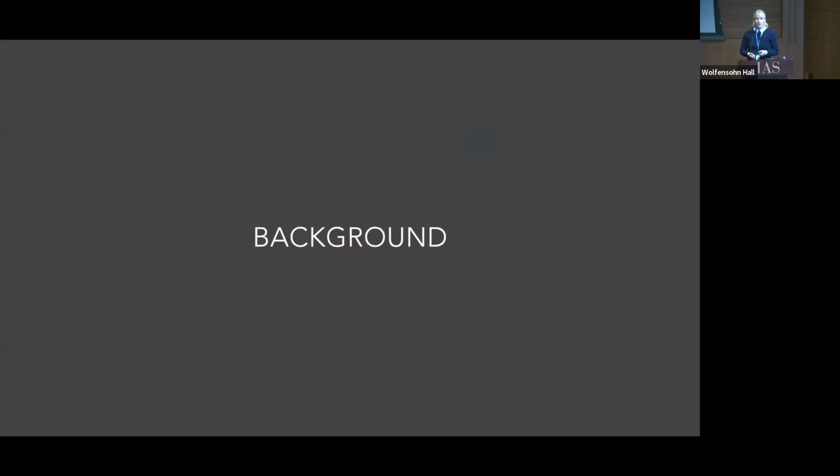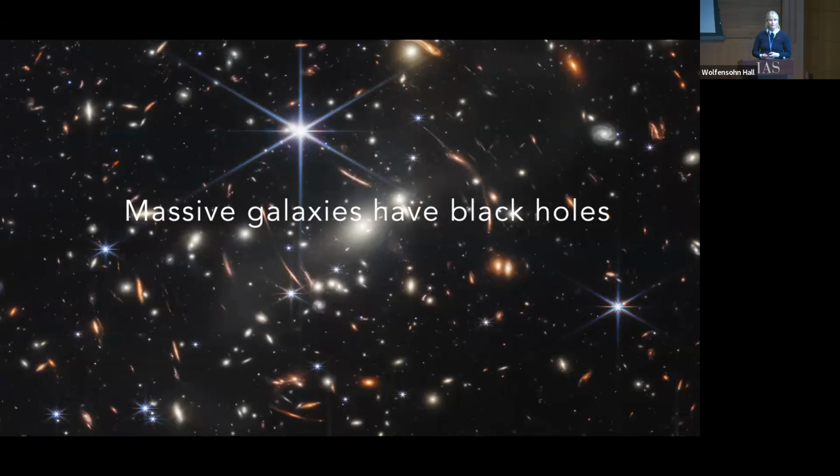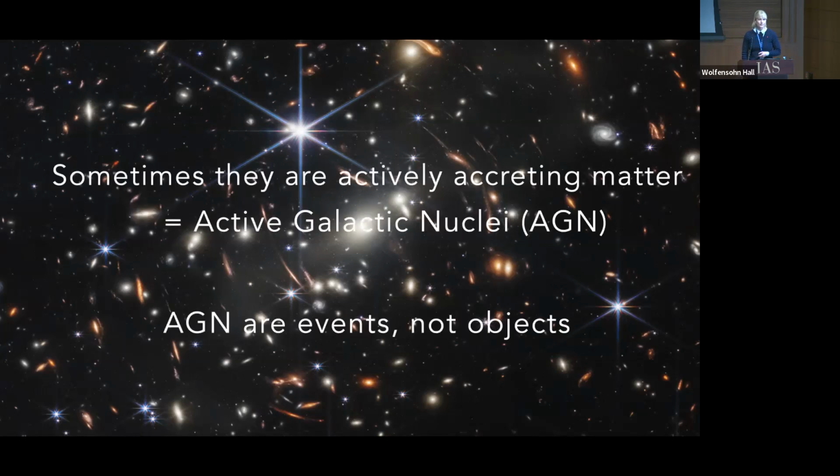I want to start my talk by giving you a little bit of background, just covering the basics so we're all on the same page. Coming back to this image, I want to remind you that probably all massive galaxies in the universe, all galaxies that you see in this image, host a supermassive black hole in the center. Sometimes these supermassive black holes go through active phases during which they actively accrete matter, and this is when we call these objects active galactic nuclei, or AGN. I want to remind you, AGN are events and not objects, meaning that the AGN phase is really just a phase in the evolution of a galaxy.